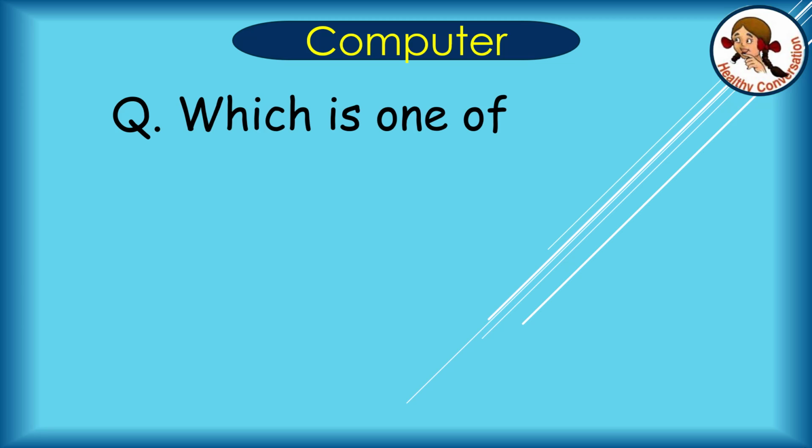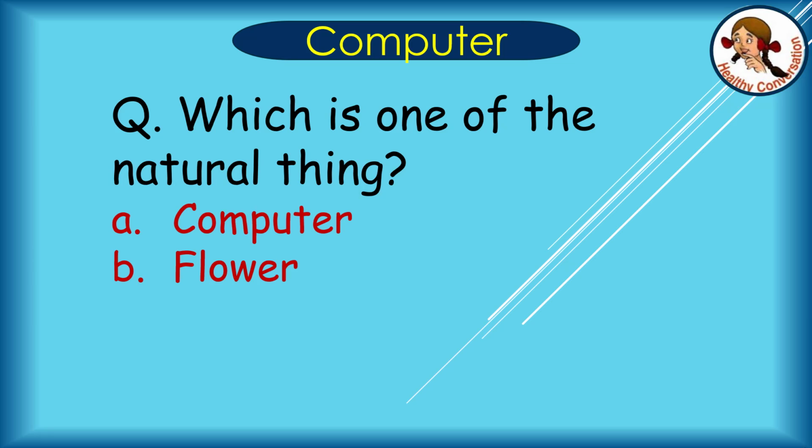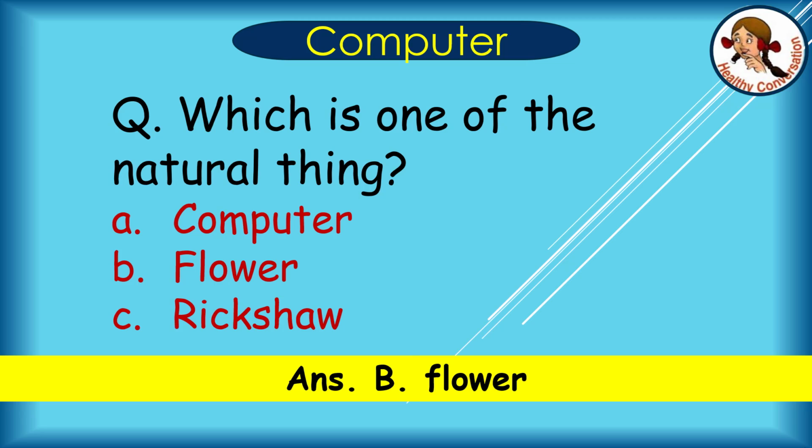Question. Which is one of the natural thing? A. Computer, B. Flower, C. Rickshaw. Correct answer is B. Flower.